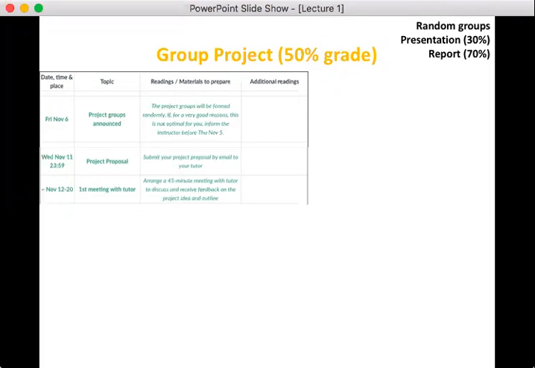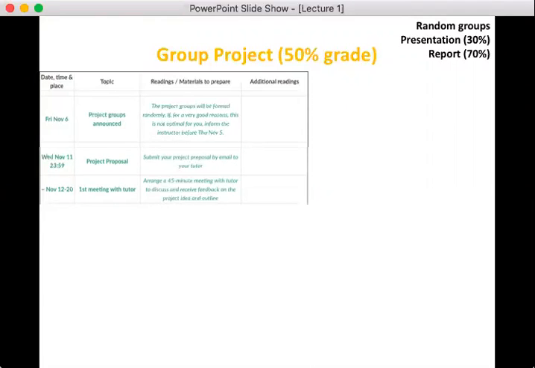Why do we need that so soon, as was asked before? The reason is because the next week we would like you to have a meeting with your tutor. Each group will be assigned a tutor, which can be one of the teaching assistants in the course, and you should meet with the tutor to discuss your idea.